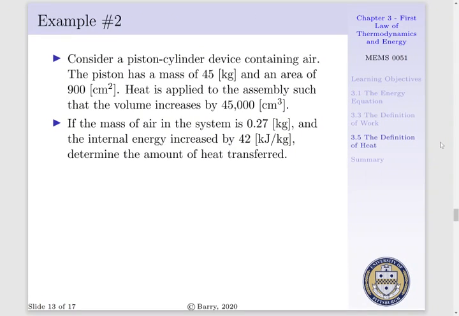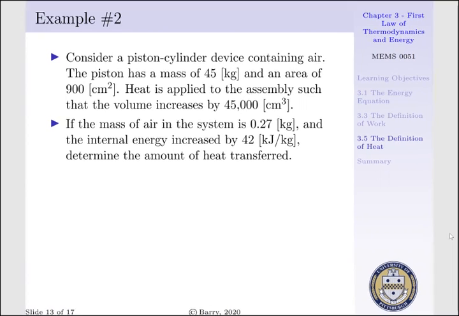Let us look at example 2. Consider a piston cylinder device that contains air. The piston has a mass of 45 kilograms and an area of 900 centimeters squared. Heat is applied to the assembly such that the volume increases by 45,000 cubic centimeters. If the mass of the air in the system is 0.27 kilograms and our internal energy is increased by 42 kilojoule per kg, we want to determine the amount of heat transferred during this process.